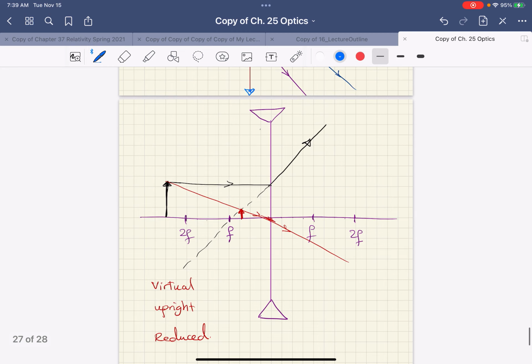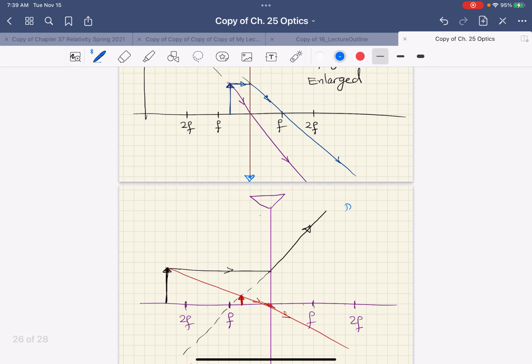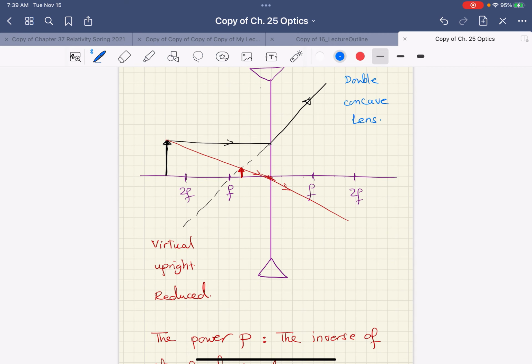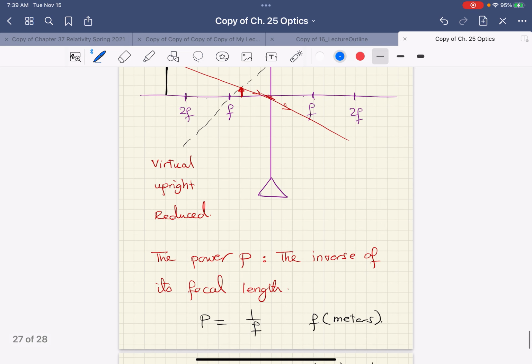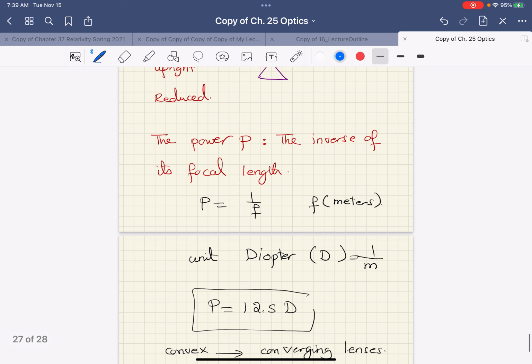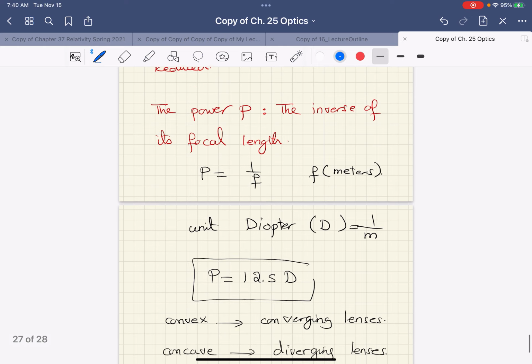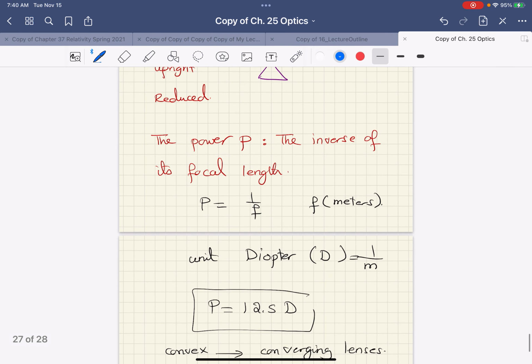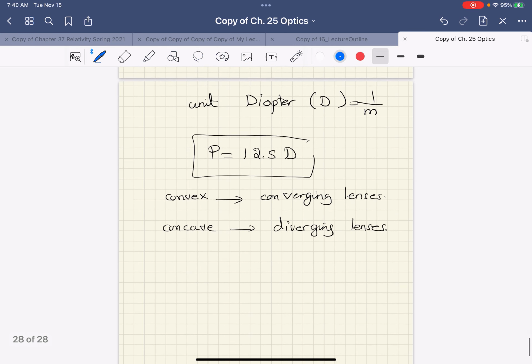Now this here is for a double concave lens, and that one is actually the only case that we have. It is virtual, upright, and reduced. And again here, showing you the same definition as the power of the lens.